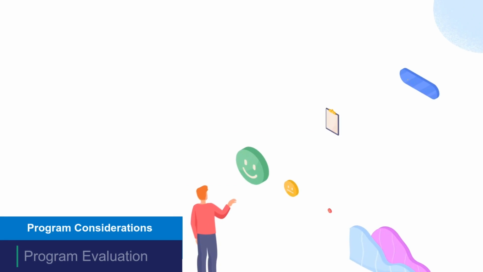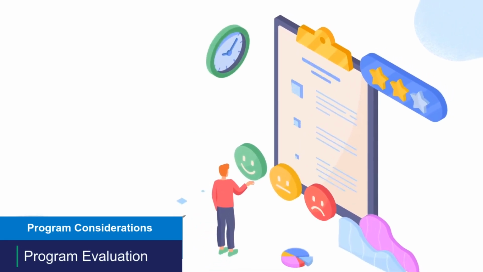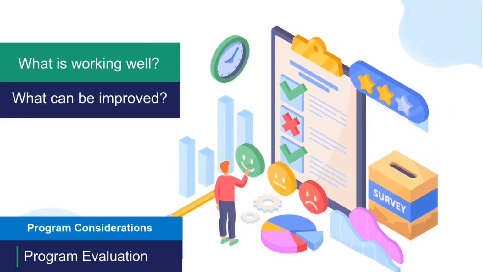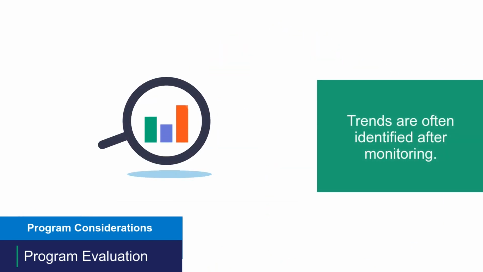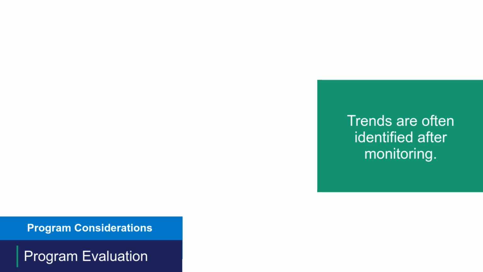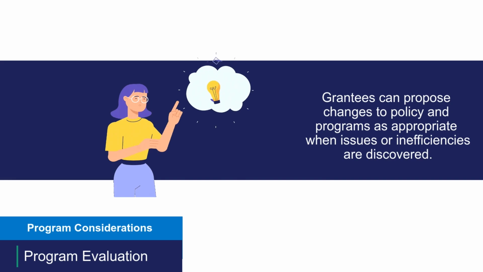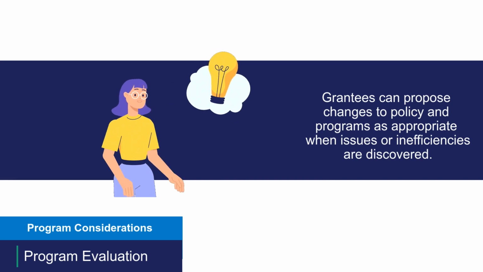Lastly, grantees should be evaluating their program as a whole on a continual basis to understand what is working well and what could be improved upon. Trends are often identified after monitoring. Grantees can propose changes to policy and programs as appropriate when issues or inefficiencies are discovered.